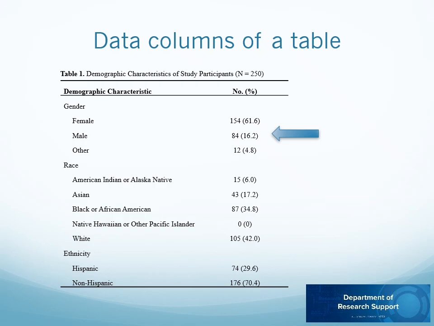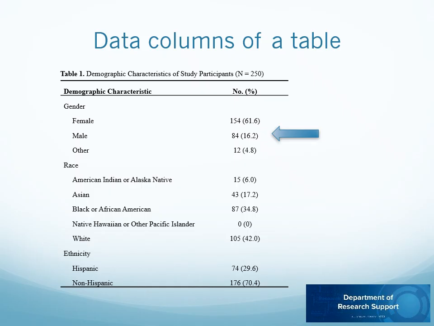Use a consistent number of decimals for all data. However, if you have a zero data outcome, the standard convention is to use no decimal places, as shown for the Native Hawaiian race category outcome.